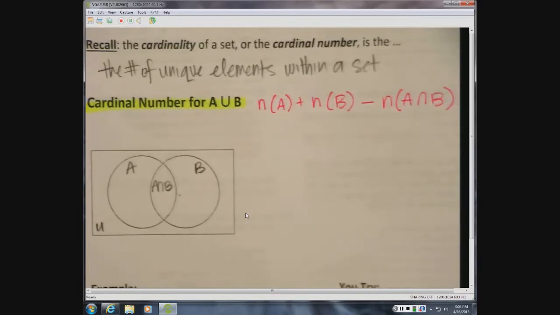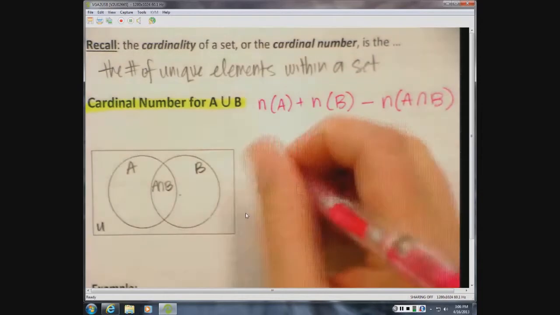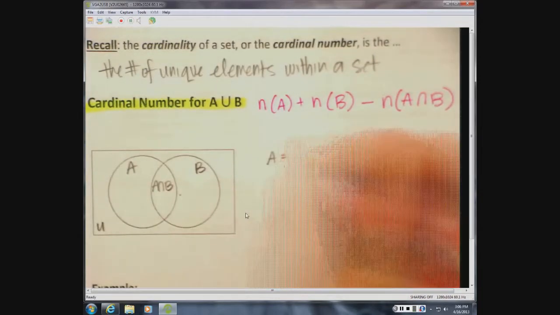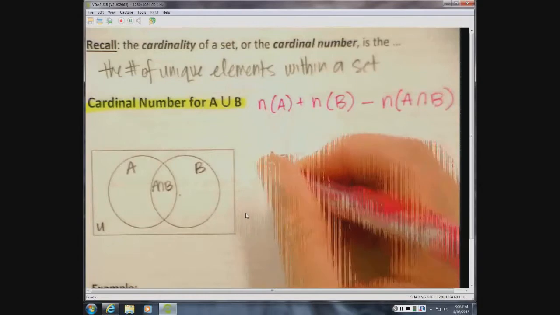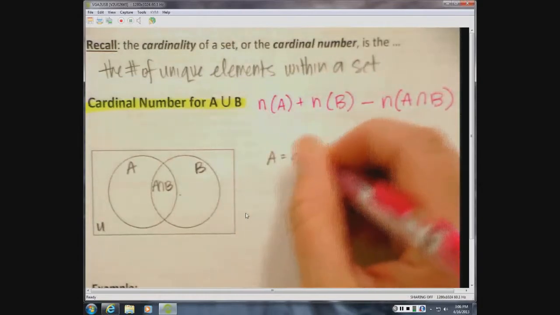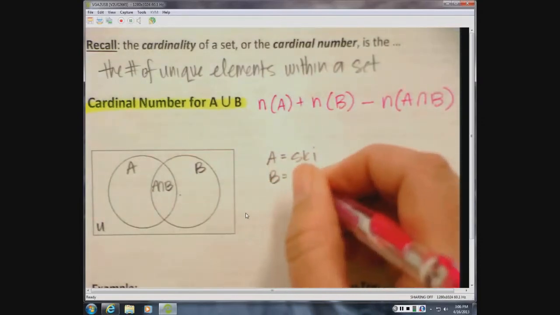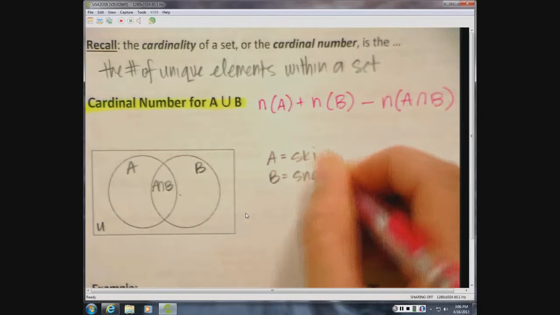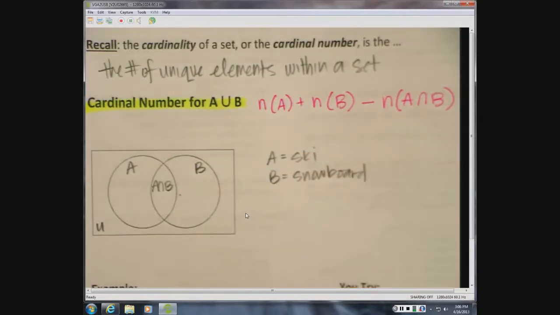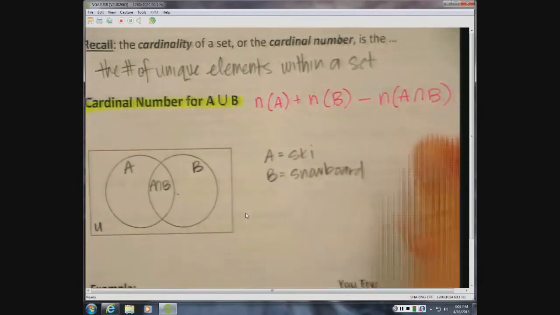So let's suppose set A is the group of people who ski, and set B is the group of people that know how to snowboard. So if you know how to ski, you belong to set A. If you know how to snowboard, you belong to set B. If you can do both, you belong to the intersection. Let's also suppose that the number of elements in A is 15.